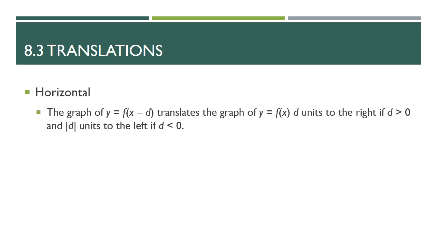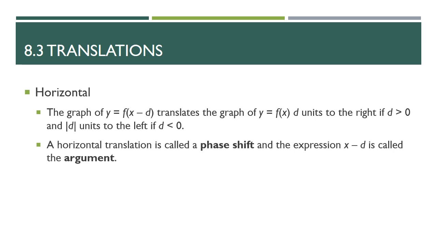If you have a number that is added or subtracted to the x, it is going to shift the graph horizontally. It will go right if it's minus a number and left if it is plus a number. A horizontal translation is called a phase shift, and the expression x minus d is called the argument.